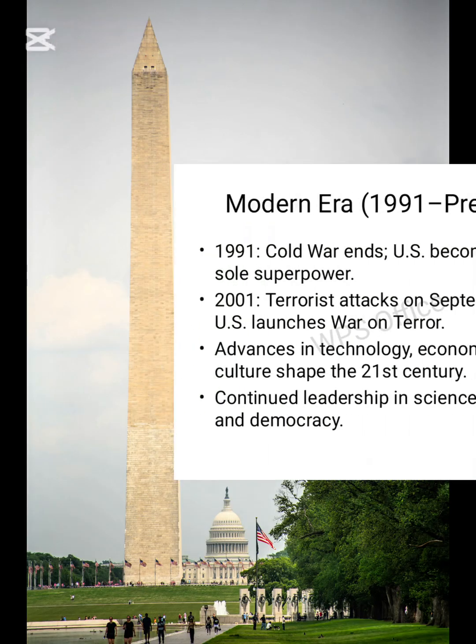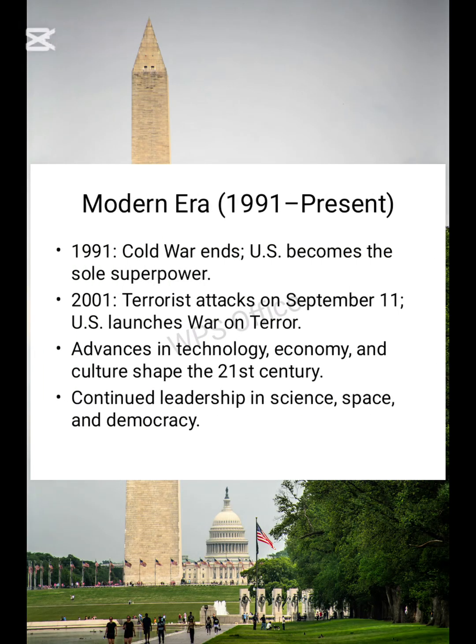9. Modern era, 1991–present. 1991, Cold War ends, U.S. becomes the sole superpower. 2001, terrorist attacks on September 11, U.S. launches War on Terror. Advances in technology, economy, and culture shape the 21st century. Continued leadership in science, space, and democracy.